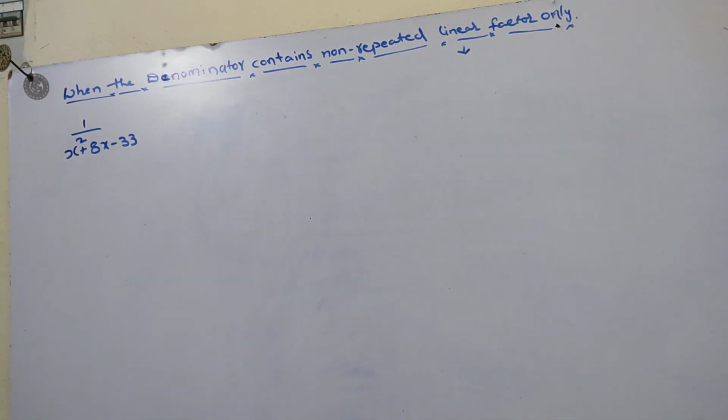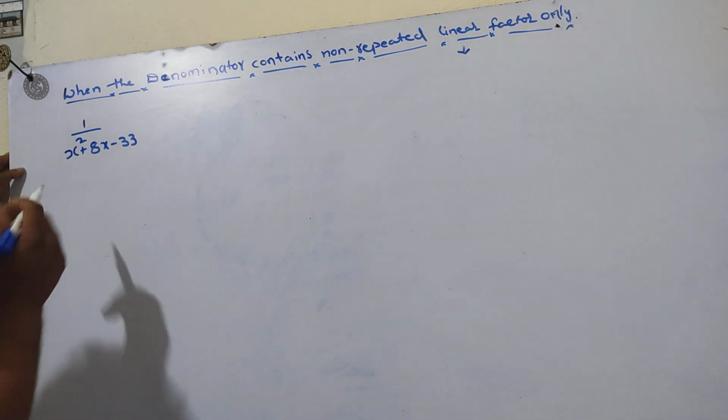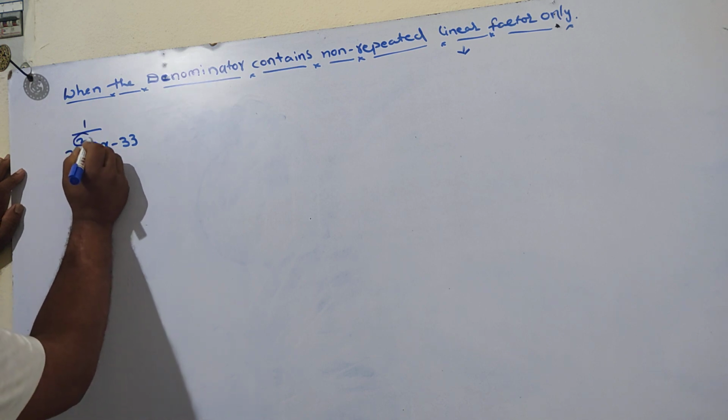When the denominator contains non-repeated linear factors, first of all, we are taking one problem, that is 1 by x square plus 8x plus 33. Directly we are observing here, this one is a quadratic polynomial.